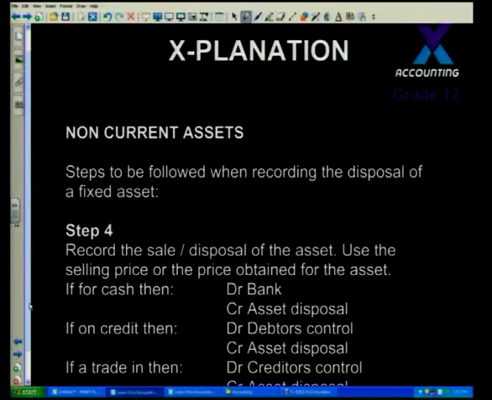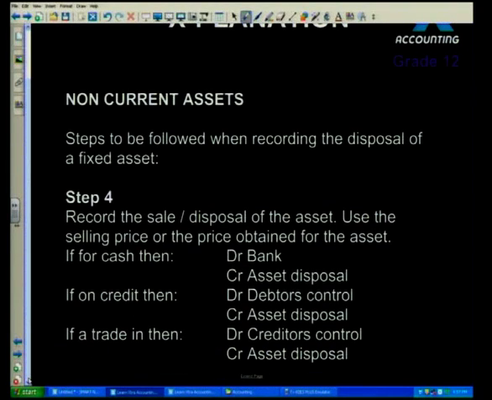Step 4 is that we will need to record the selling price on the disposal of the asset. Now, we could sell this asset for cash, we could sell it on credit, or we could trade it in. Which of these three you do is going to determine what you write in your asset disposal account. So let's take a look at the three possibilities.